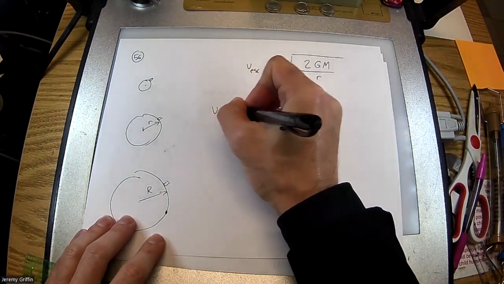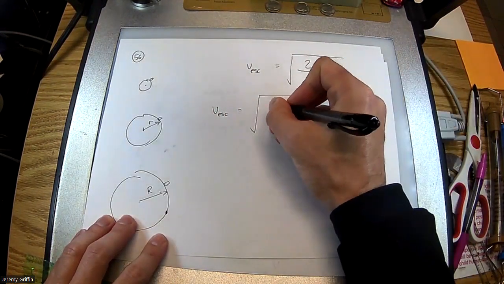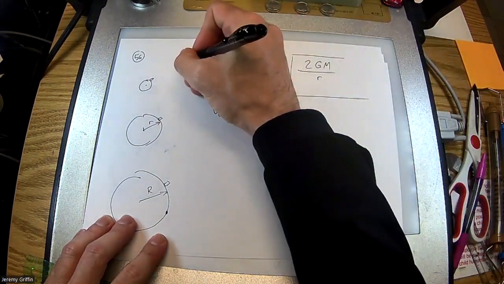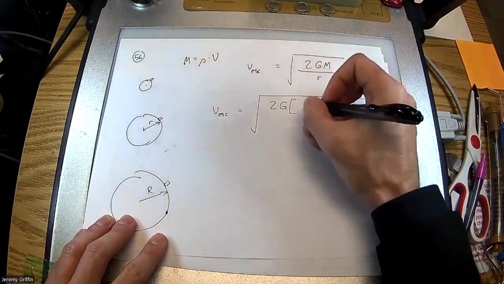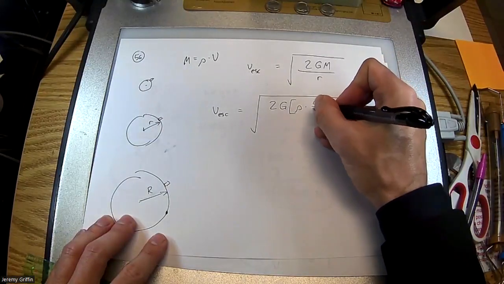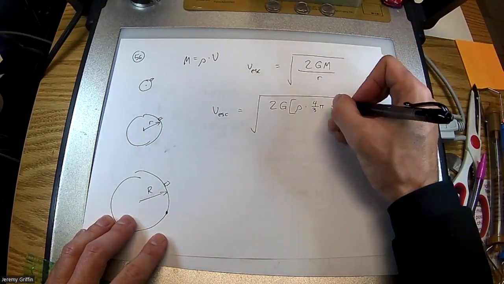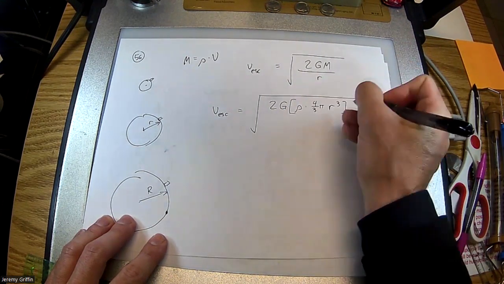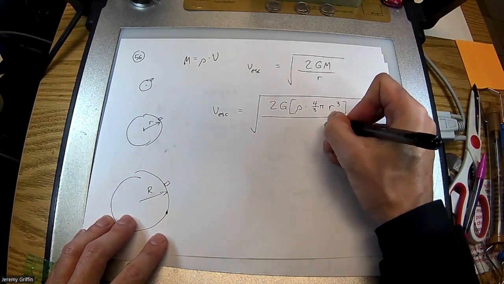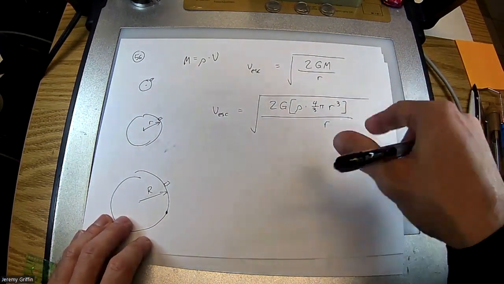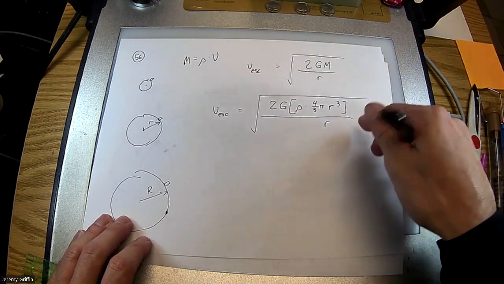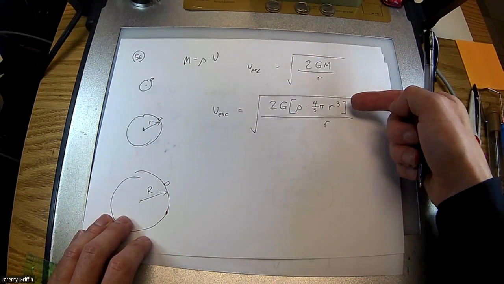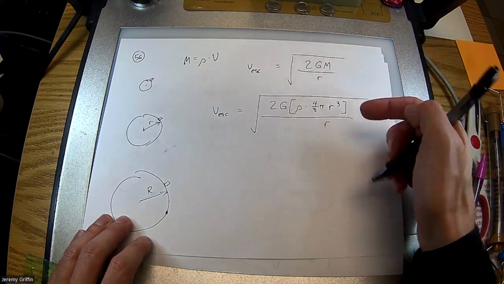So escape speed is a square root, a 2, a g. Instead of mass, isn't mass density times volume? So I got density times volume. 4/3 pi will take care of a sphere, and then r cubed is what I need right there. And then divide by r down here. Even if you didn't know the 4/3 pi, the important part is that mass is proportional to r cubed. Now, do you see that one of these r's is going to cancel?